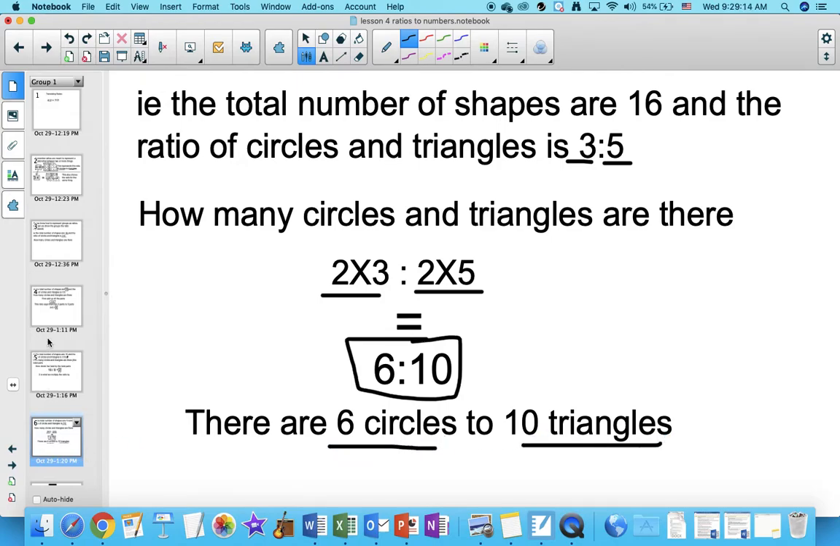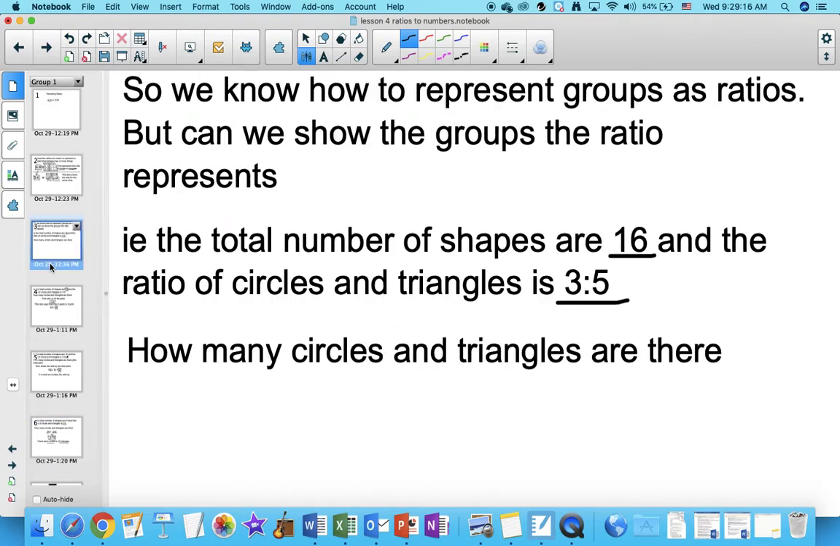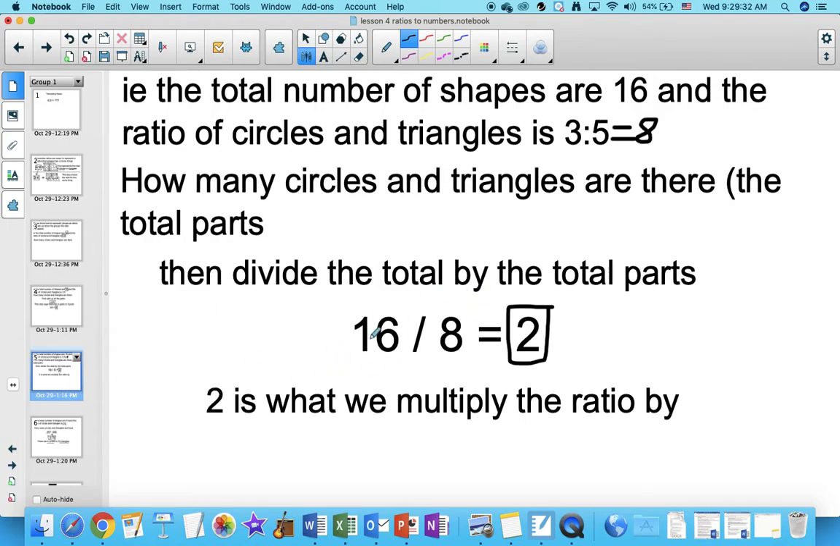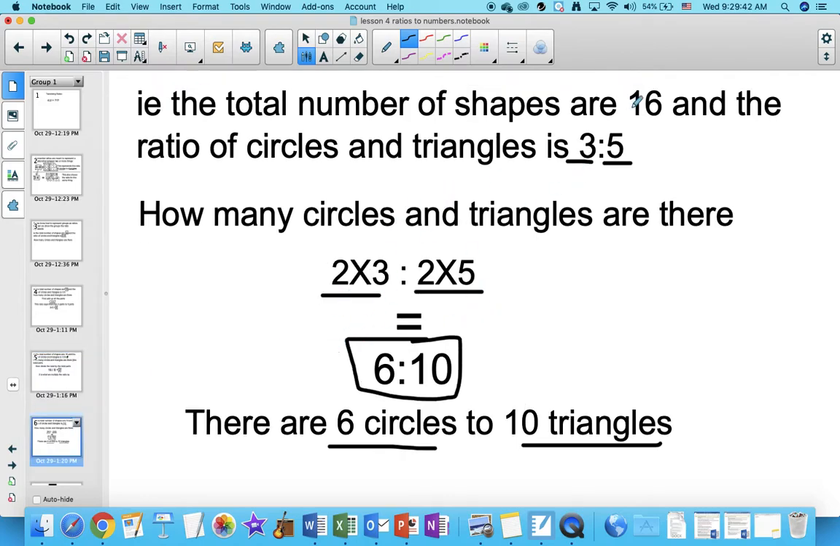If my explanation was a little bit wordy, here's an easier one. If you're given the total number of whatever you're looking at, in this case 16, you want to add up your ratio to get 8. Once you get that 8, you divide the total by that number you got when you added up your ratio, and you'll get a different number. You take that number and multiply your ratio. I got 2 here, so I multiply 3 by 2 and 5 by 2, which will give me the actual numbers of circles to triangles, or the ratio that you're looking for.